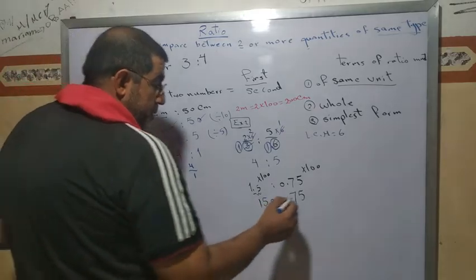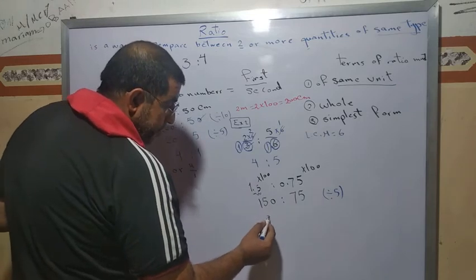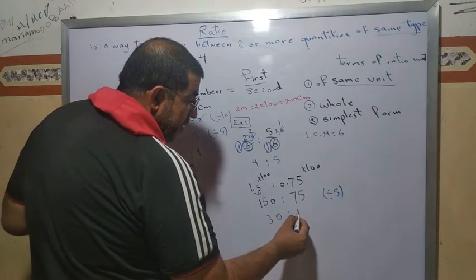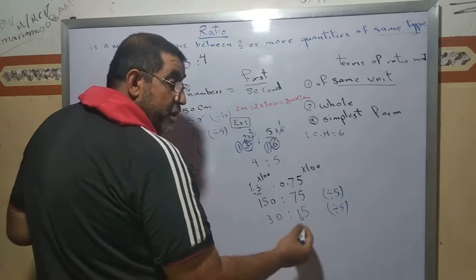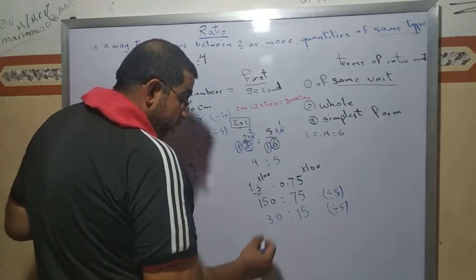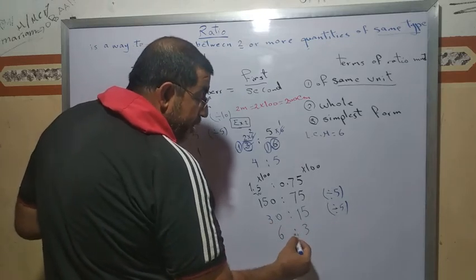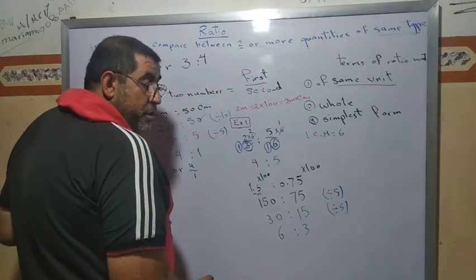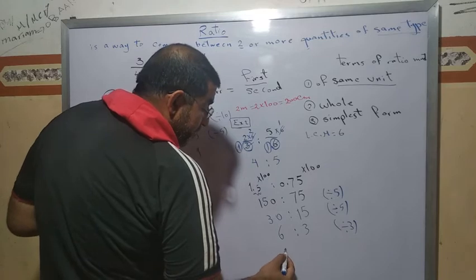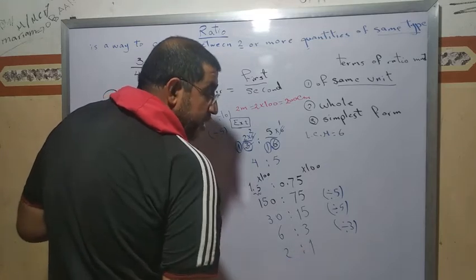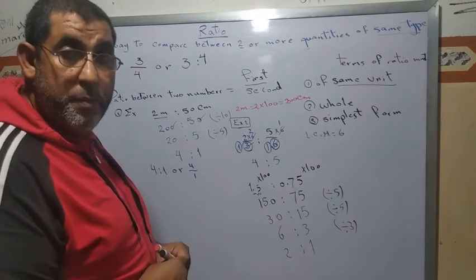And another example: 30 to 15. Both of the numbers are divisible by 5. 30 divided by 5 equals 6, 15 divided by 5 equals 3. Both are divisible by 3. Divide by 3: 6 divided by 3 equals 2, 3 divided by 3 equals 1. The ratio is 2 to 1 or 2 over 1.